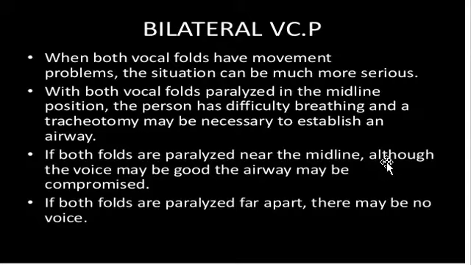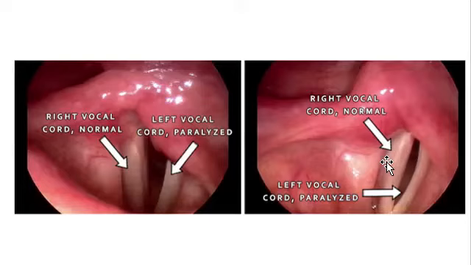In the bilateral case, both vocal folds have movement problems. The situation can be much more serious. With both vocal folds paralyzed in the midline position, the person has difficulty breathing in. A tracheotomy may be necessary to establish an airway. If both folds are paralyzed near the midline, the voice may be good, but the airway may be compromised. If both folds are paralyzed far apart, there may be no voice.